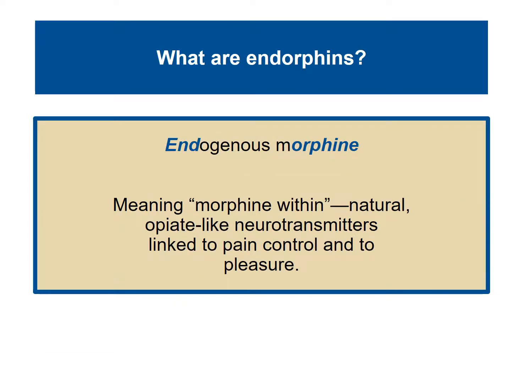What are endorphins? They are endogenous morphine. That's where it comes from. So it means morphine within. Natural opiate-like neurotransmitters that are linked to pain control and to pleasure.